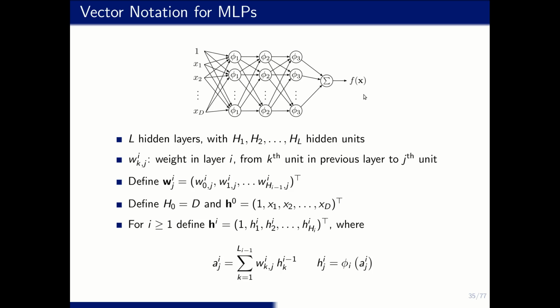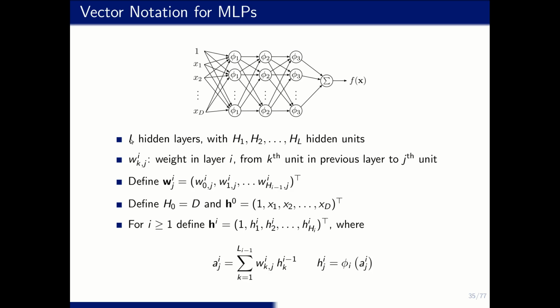Here is again a multi-layer perceptron, and we will now introduce a vector notation for multi-layer perceptrons. Neural networks are really complicated things. We have all these inputs and all these units, and so this really tends to be complicated. So let's use a more compact notation.